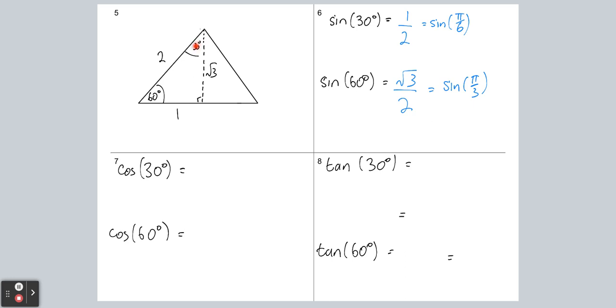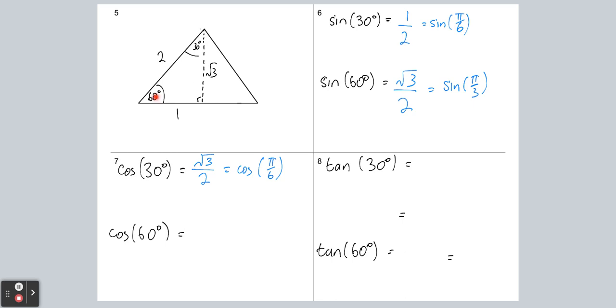Cosine of 30 is adjacent root 3 over the hypotenuse 2. And that's also equal to the cosine of pi on 6, the radian measure for 30 degrees.